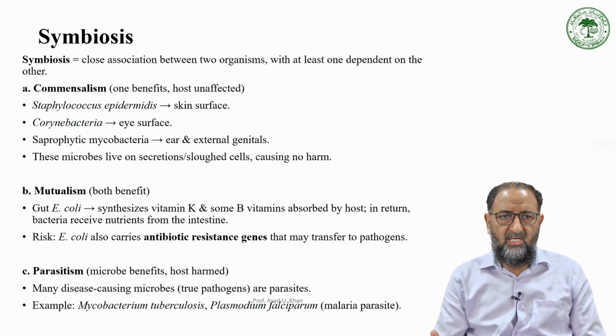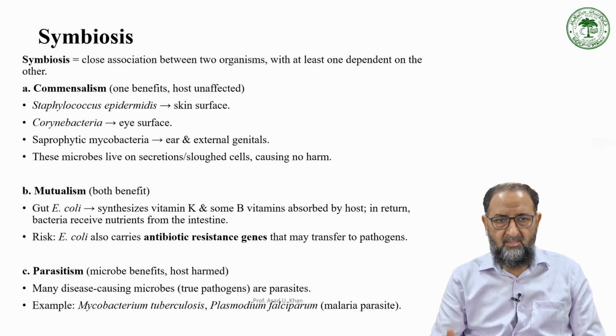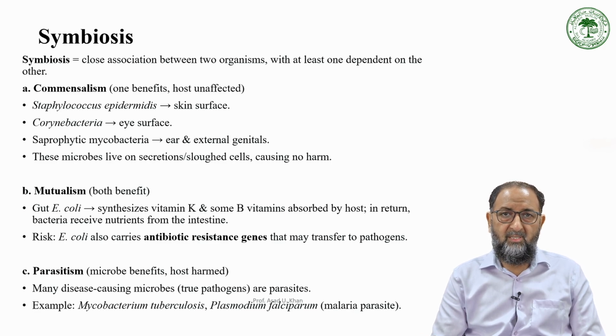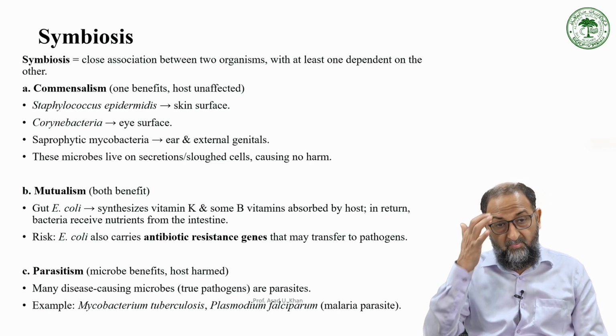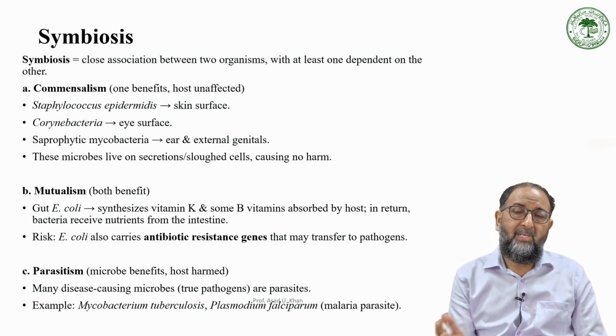In the symbiotic relationship, you have commensalism, where one benefits and the host is unaffected. For example, Staphylococcus epidermidis on the skin surface, corneal bacteria on the eye surface, and saprophytic mycobacteria in the ear and external genitalia. These microbes live on secretions and dead cells, causing no harm to the human, but they are present. Then you have mutualism, which means both organisms benefit each other.